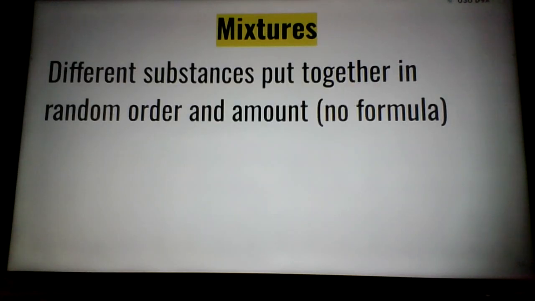In a mixture, think of this. We mentioned the sugar in the tea a little while ago. That's a mixture because we can put any amount of sugar we want in any amount of tea. The taste will be different, the concentration will be different, but we're still going to have sugar in tea. The sugar may be dissolved, but it's still going to be in that tea.